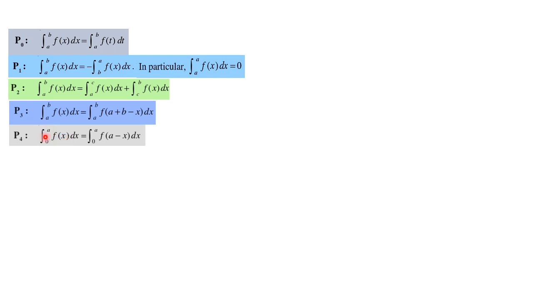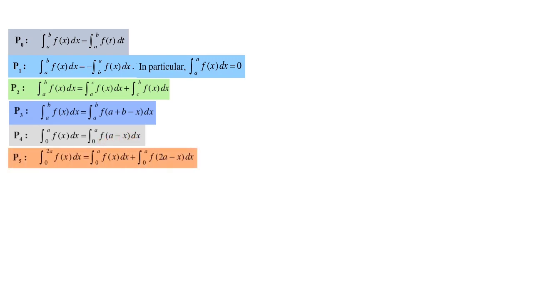And the next property is integral 0 to a f of x dx. Here the lower limit is 0 and the upper limit is a. So integral 0 to a f of x dx is equal to integral 0 to a f of a minus x dx, meaning you take the upper limit and subtract the variable. So f of a minus x dx.